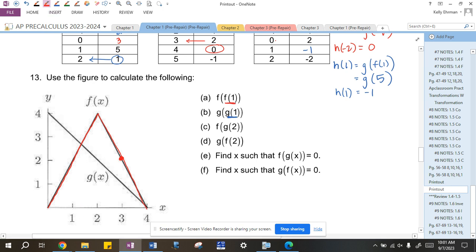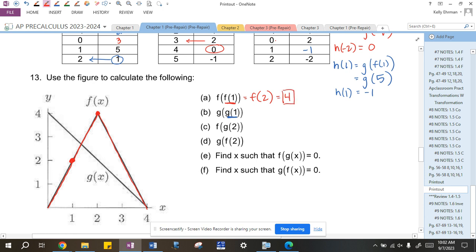Okay, let's try this again. When the input's 1, where do we land on f? 2. Now it's f of 2. When the input is 2, where do we land on f? At the top, 4.